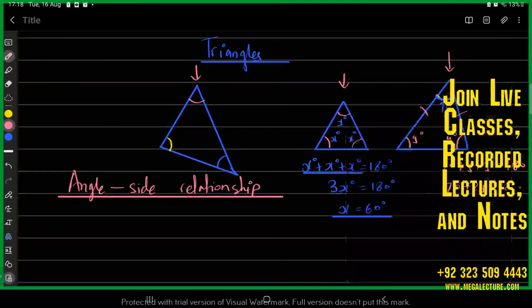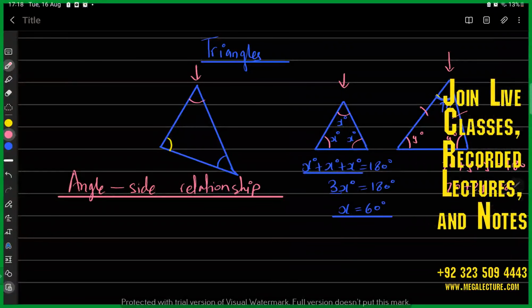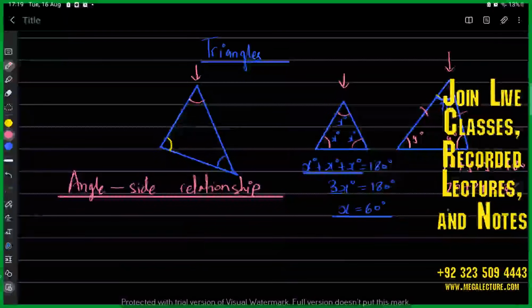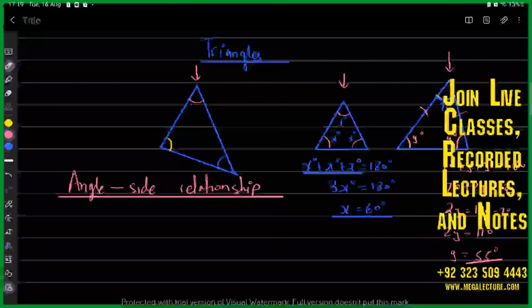And then 2y is equal to 180 minus 70. 2y is equal to 110 degrees. So y is equal to 55 degrees. Okay, so this is how we are able to relate to the sides and then find out the corresponding angles. Okay, this much discussion is enough.